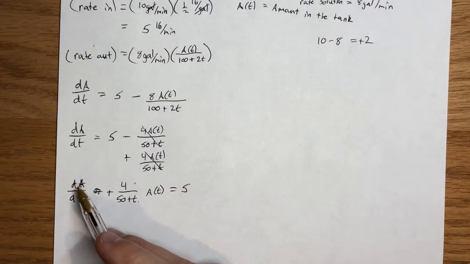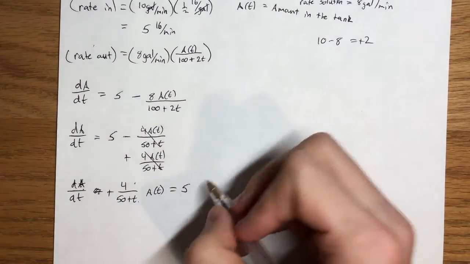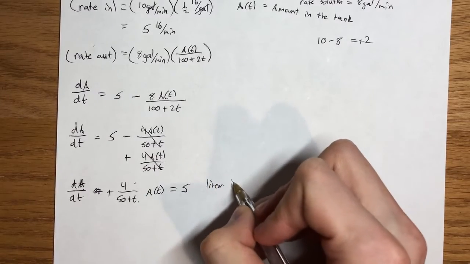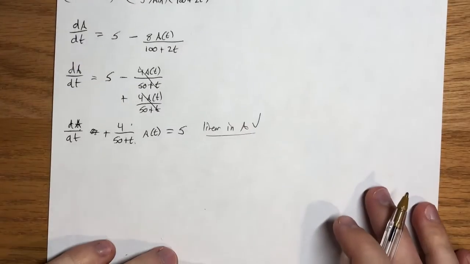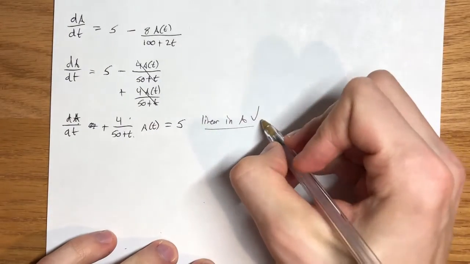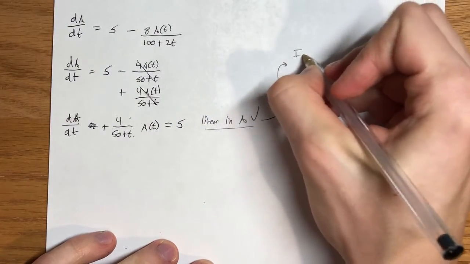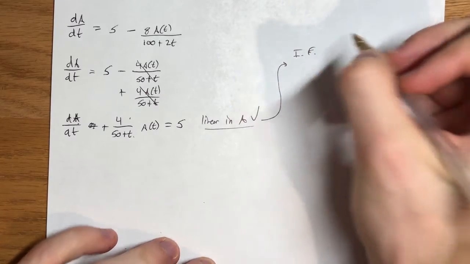And if you notice, we have an A on top and an A here, so this is linear in A. So the next step is always our integrating factor whenever we have a linear equation. So I will do this off to the side and denote it as IF for integrating factor.